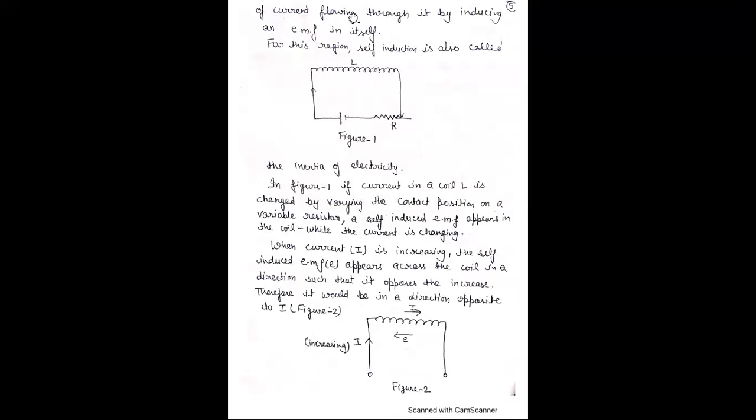So what is self-induction? It is a property of a coil by virtue of which the coil opposes any change in the strength of the current flowing through it by inducing an EMF in itself. Self-induction means it produces an EMF by itself. This is known as an inductor, and its inductance is L. This is a resistance and battery.